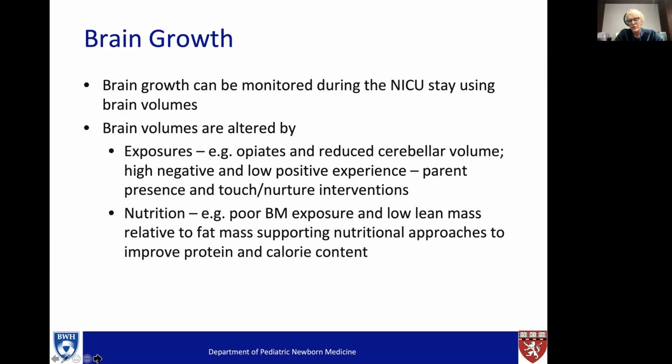We also know that nutrition affects brain growth and development, and that poor breast milk exposure and low lean mass relative to high fat mass can affect brain growth as well. So improving protein and calorie intake and reducing fat intake may improve brain growth.